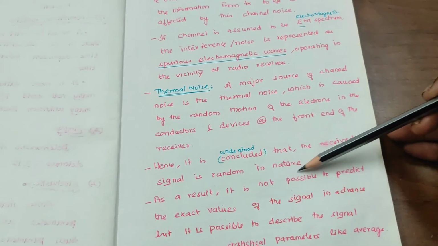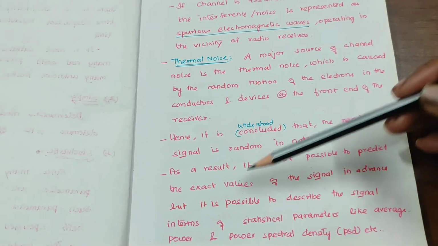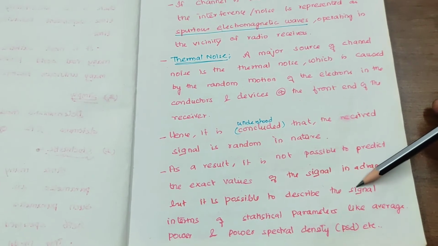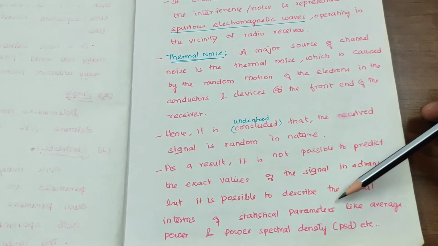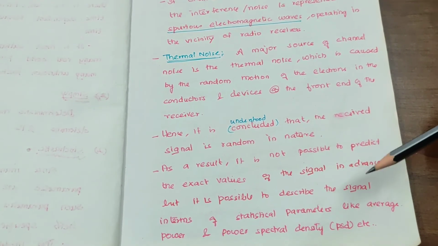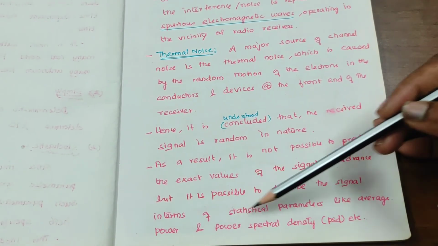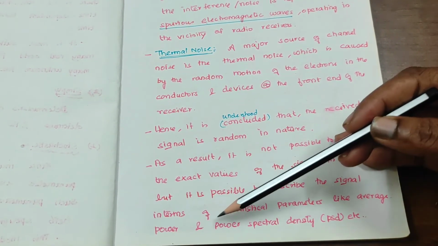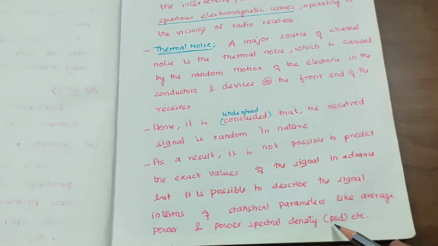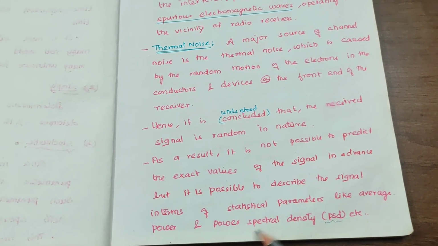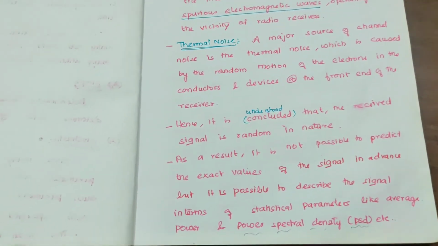As a result, it is not possible to predict the exact value of the signal in advance, but it is possible to describe the signal in terms of statistical parameters. So we are going to find or average a model of what the signal will look like, in terms of statistical parameters like average power and power spectral density. When we study noise parameters, this terminology is very, very important, which is termed power spectral density.